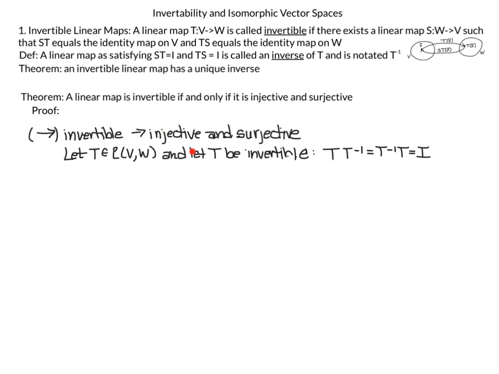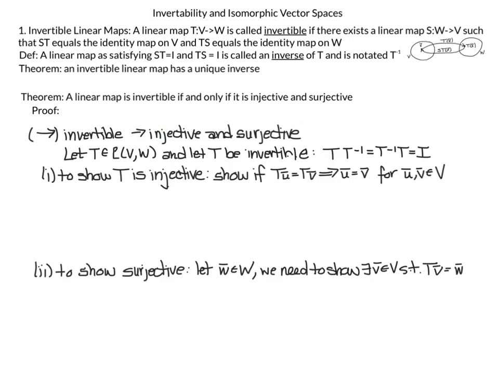We want to show injective and surjective, so that's going to be two parts. First, to show something is injective, we need to show if t times the vector u is equal to t times the vector v, that means u must necessarily be equal to v. That's just the definition of one-to-one. And so we're going to start with t of u equals t of v, and what we want to show is that u must necessarily equal v.